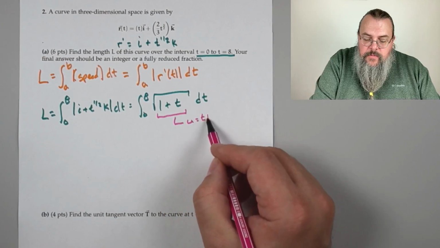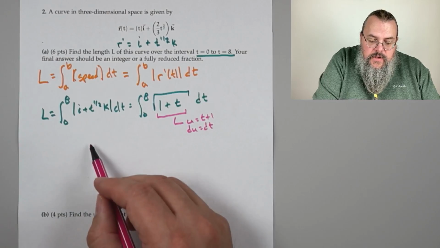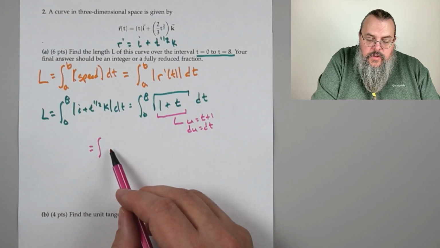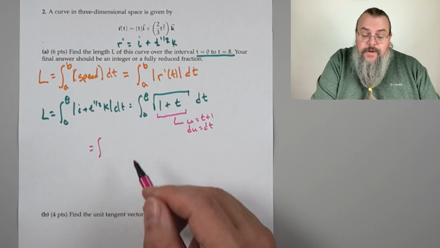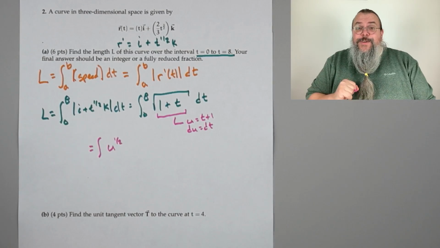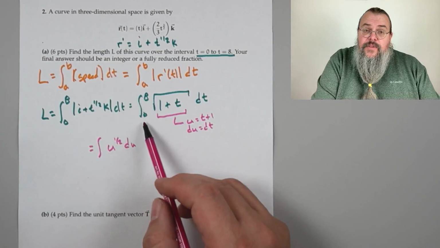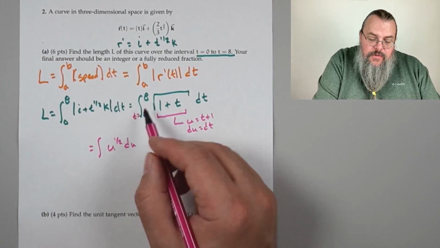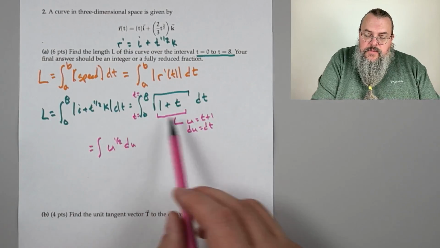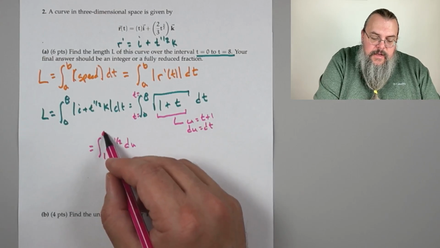u equals t plus 1, du equals dt, and then what do we have? Well, we're going to update everything. So this will become u to the 1/2, because square root of u is u to the 1/2 power. And writing it as to the power of half makes it more calculus friendly. dt is du, and then we have to update our bounds. So these are t bounds. It really says t equals 0 to t equals 8. We want u equals something to u equals something. So if t equals 0, u equals 1. If t equals 8, u equals 9.